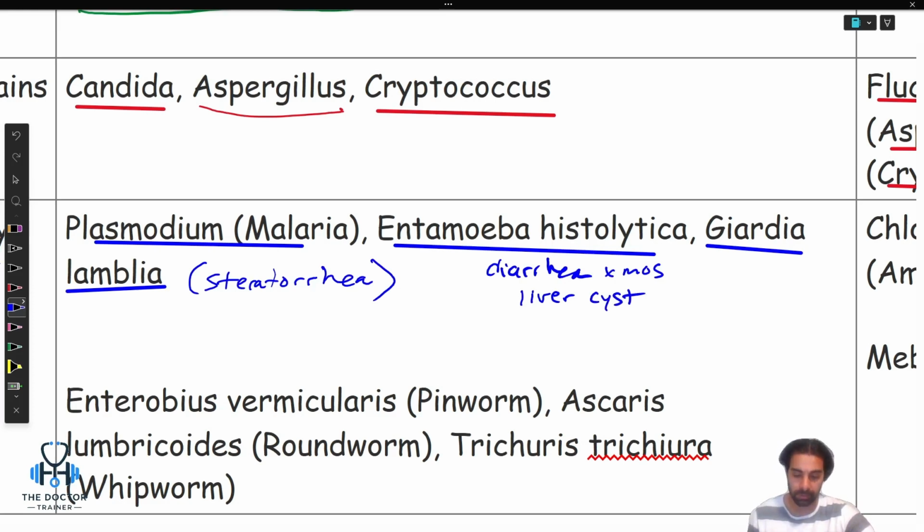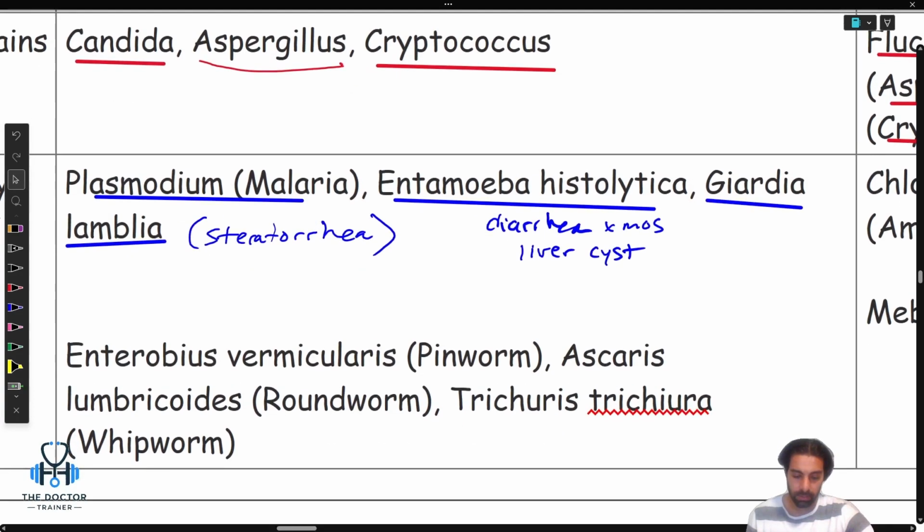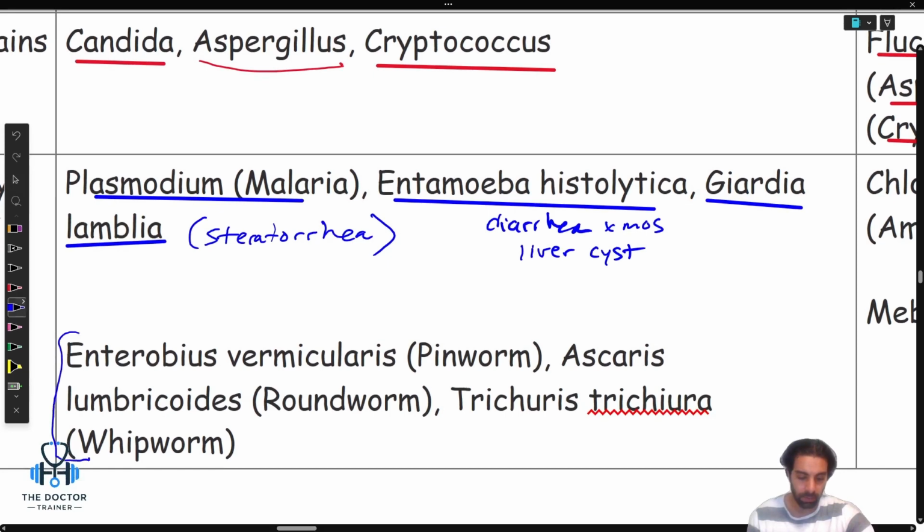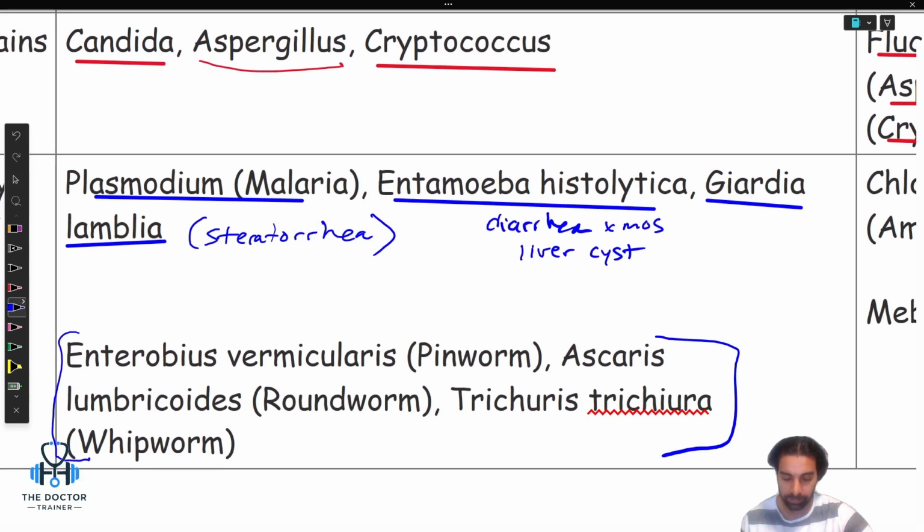And if they see a liver cyst or abscess, something like that, those are the patients that I think about with Entamoeba histolytica. And then this one, this is a conversation on its own, but you just know your different types of worms that can cause infections. I think they do like to test this a lot.